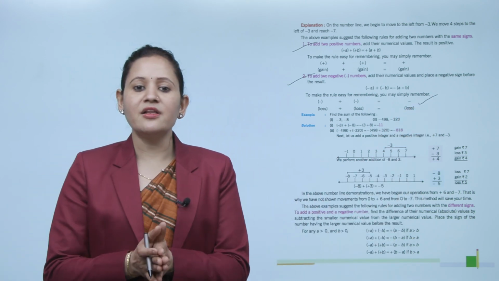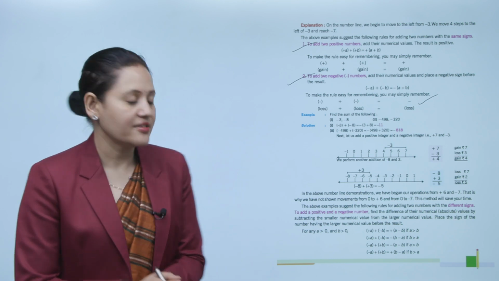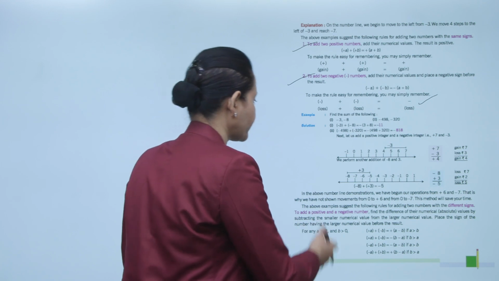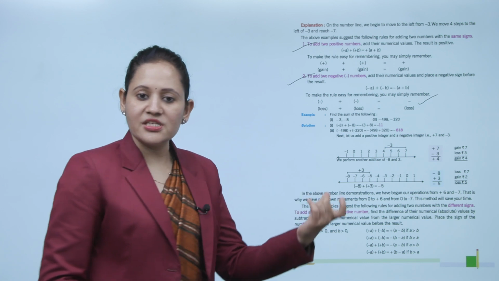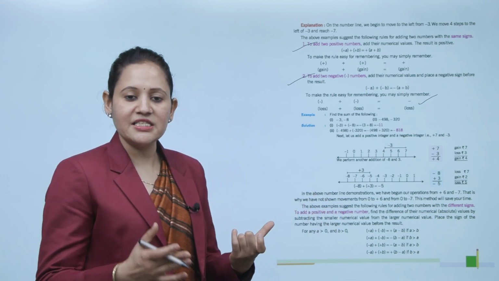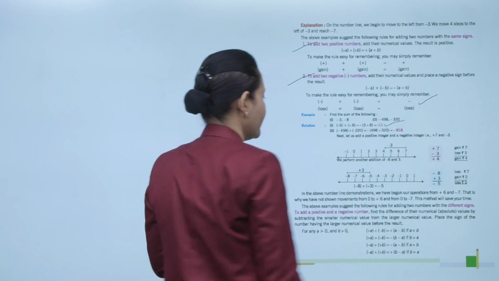Now we'll take an example. Find the sum of the following: minus 3 and minus 8. So, minus 3 and minus 8 are both negative numbers, so we add the numerical values, 3 plus 8, and put a negative sign, so minus 11. Clear?